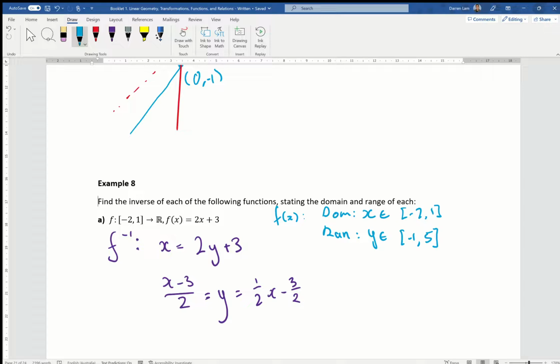To find the inverse, we just switch it. So the domain would be x is an element of, and we go from -1 to 5, because I'm just copying the same one from above, but reflecting across. And the range, of course, is y is an element of -2 to 1.